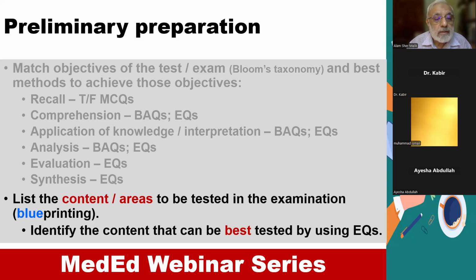The second step would be to list the content and areas to be tested in the examination, meaning the blueprinting, and from that content, identify the topics that can be best tested by using essay type of questions. As we know, a single method of assessment is never adequate. We have to have a number of different assessment methods. Some of the areas can be more appropriately tested by multiple choice type of questions, whereas others are best tested by the essay type of questions.